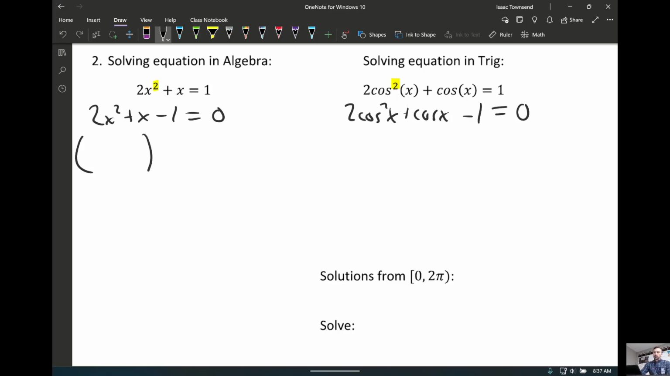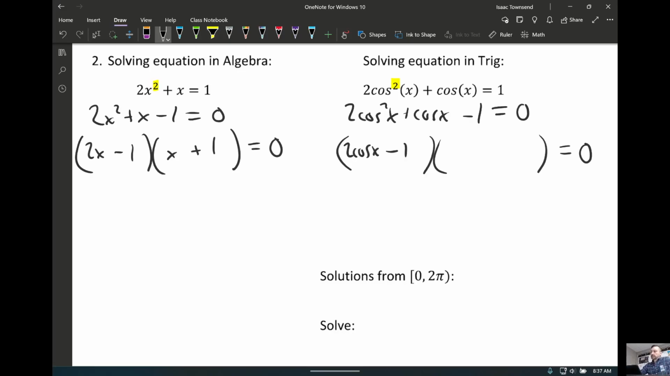Just like you would factor this with either guess and check or product sum or whatever other method you know, it factors as a 2x minus 1 and an x plus 1. This is going to factor the same way. I briefly pointed this out to you before break, but this is why we practice the factoring. This is 2x minus 1, this would be 2 cosine x minus 1, and if this is x plus 1, this is cosine x plus 1. The x's are now cosine x's, but otherwise it factors the same.